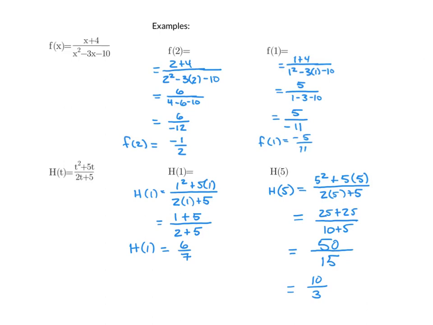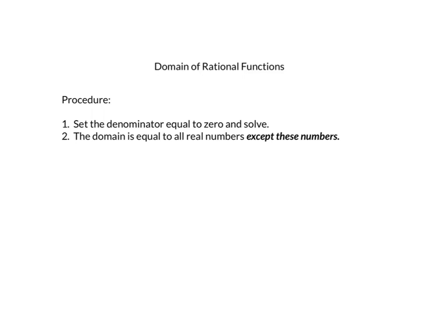Okay, what else can we do with functions? We want to talk about the domain of rational functions. We briefly mentioned this. We didn't call it domain, but we mentioned the fact that with rational functions, the denominator cannot be equal to 0. And that is our domain restriction. So in order to determine the domain of all real numbers, we're going to set the denominator equal to 0 and solve using either linear or quadratic techniques. And our domain is equal to all real numbers except the numbers that we came up with when we solved.